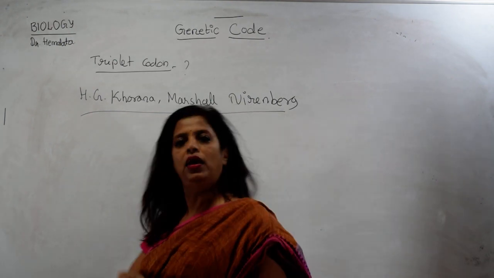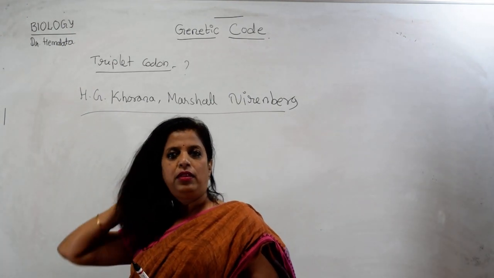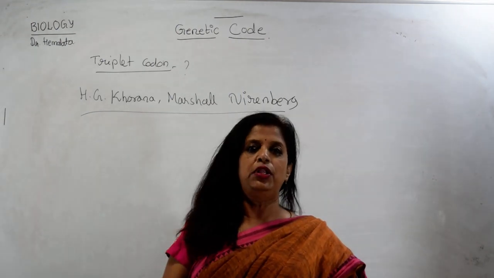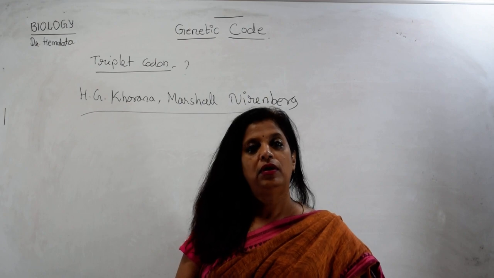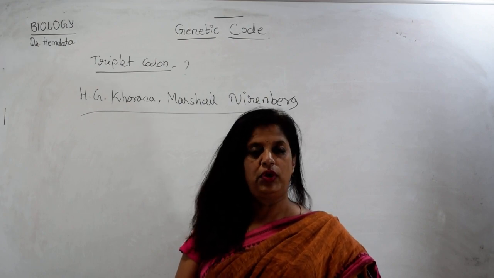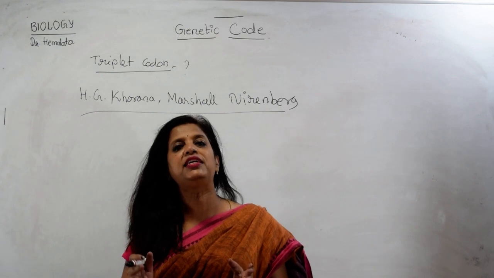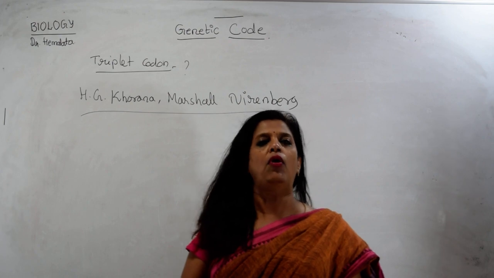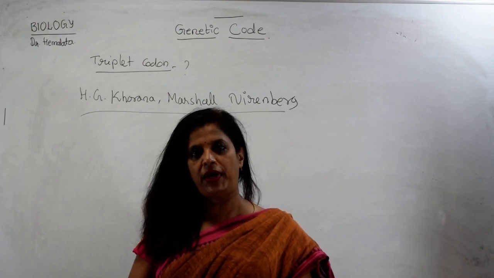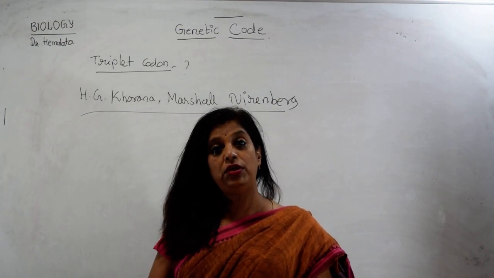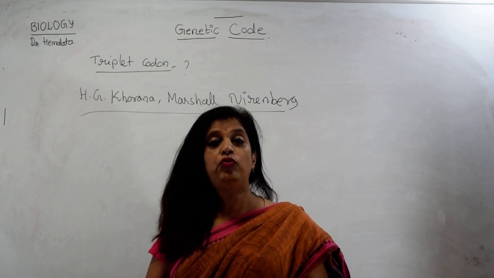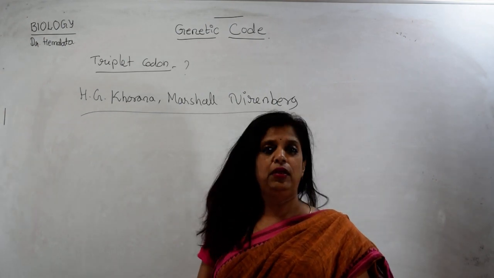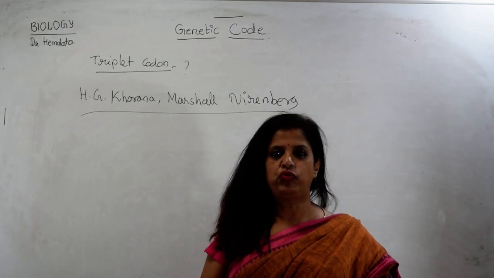One is H.G. Khorana, Har Gobind Khorana from India, then Marshall Nirenberg, along with Robert Holley. They shared the Nobel Prize for the deciphering of the genetic code. Deciphering is breaking the secret language. They deciphered the genetic code and were awarded the Nobel Prize. They shared the Nobel Prize. Now, H.G. Khorana is also known for synthesizing an artificial gene in the laboratory after knowing what codon codes for what amino acid.